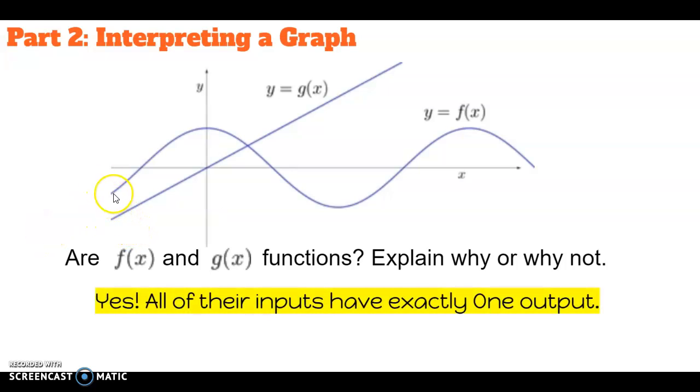Absolutely. Yes, they're all functions. Because if I take my cursor across this line, every input, every X value or domain, has exactly one output or range. Right? If I'm running my cursor along here and it hits in two spots, then that means it's not a function. The vertical line test is a great example. That's what we're doing here. So I'm taking my cursor along the G line and I see that it only hits one time at one number. So these are both functions.